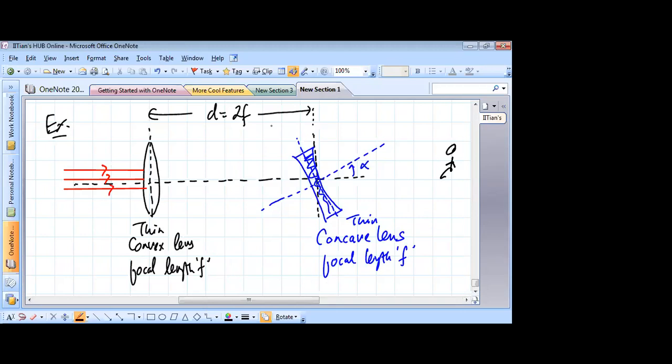You have to assume alpha is a small angle here. Alpha is not a very large angle. So alpha is a small angle such that you are still always dealing with paraxial rays. Okay. So the hint to you is that you will have to use the concept of magnification here.